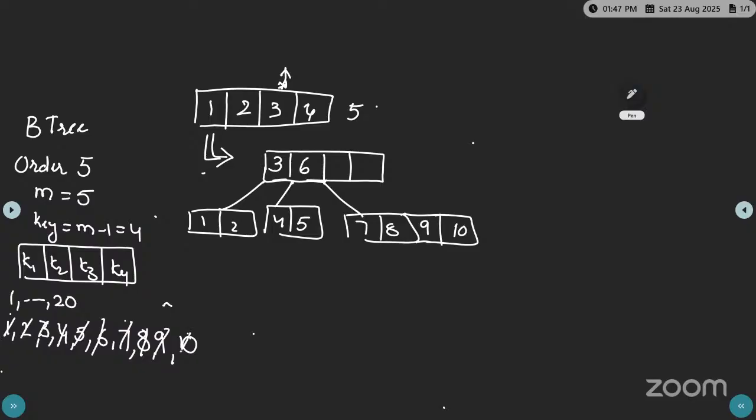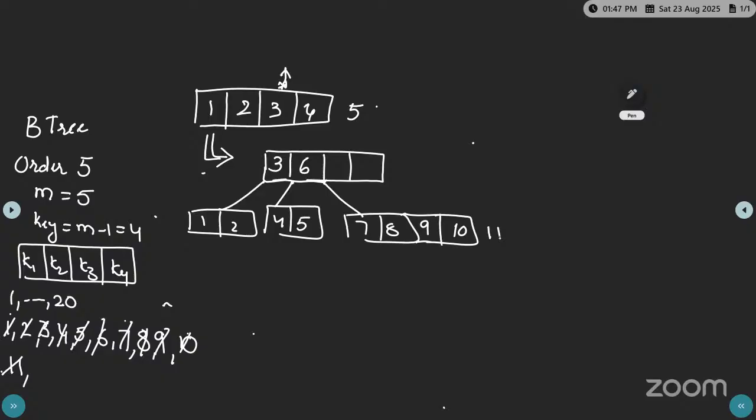Next I want to insert 11. So 6 to the right, yes, correct. 7, 8, 9, 10, and then next 11. Now once again a big complex. No space available in your node. Now tell me how to insert. How to insert 11? What is the new tree for this?